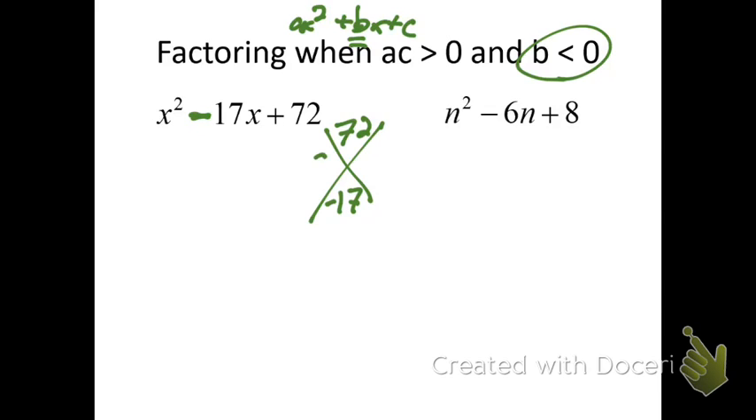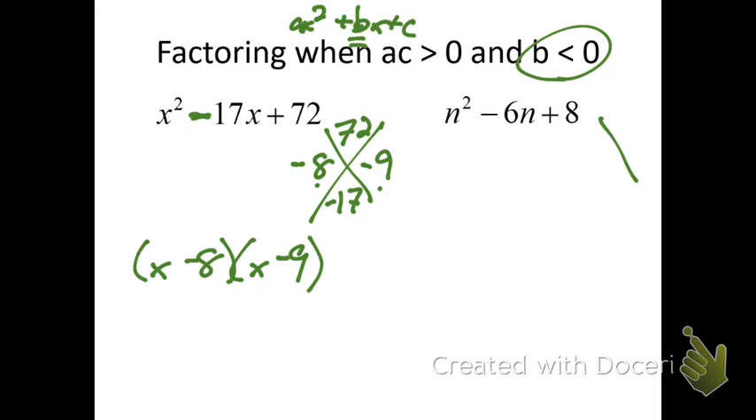Okay, so I'm going to do 8 and 9. The only problem with that is they multiply to 72, but they don't add up to a negative number. So let's make them both negative and see if that helps. Well, yeah, that's great. So negative 8 times negative 9 is 72, and negative 8 plus negative 9 is negative 17. So it's going to be x minus 8 and x minus 9. And that's what we get there.